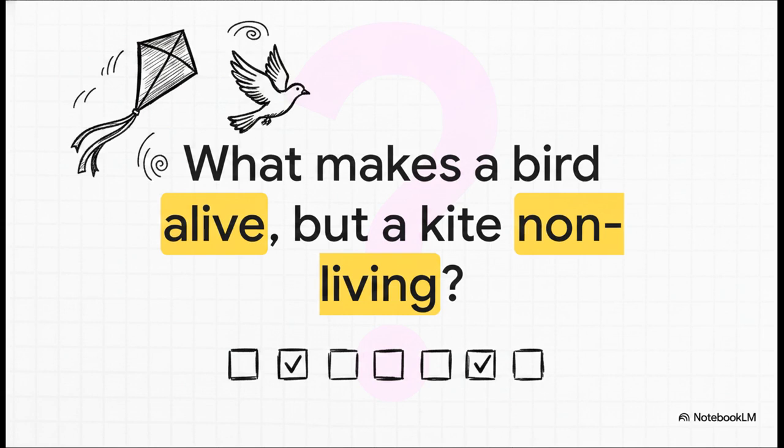I mean, they both move, right? They're both up there in the air. It's actually a trickier question than it first appears. Answering this takes more than just a lucky guess. It really shows why we absolutely need a strict, criteria-based checklist to test the things we see every day.